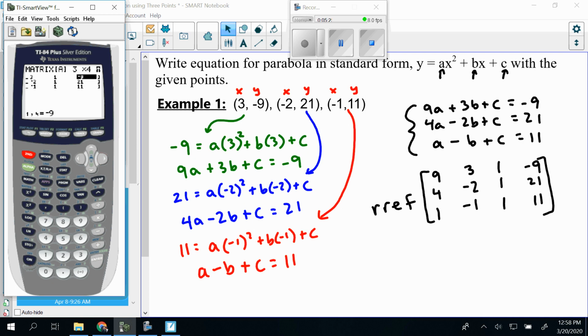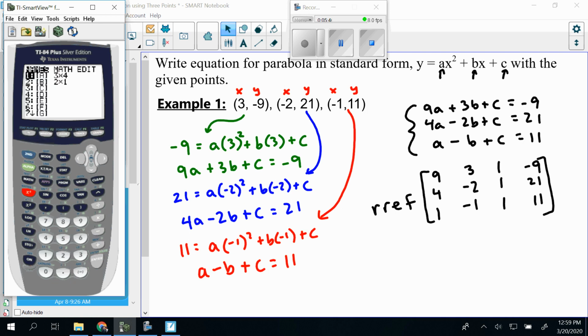And you can do that by hitting second and quit. And then again, once you're back to your main screen, go back to matrix. Now we're going to go to math. You want to find your reduced row echelon form here on my calculator. It's B. Hit enter, and then you're going to go to matrix a second time.